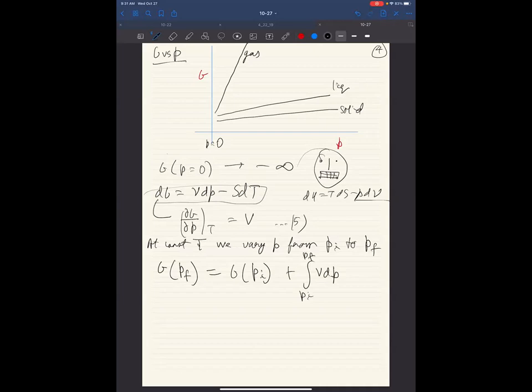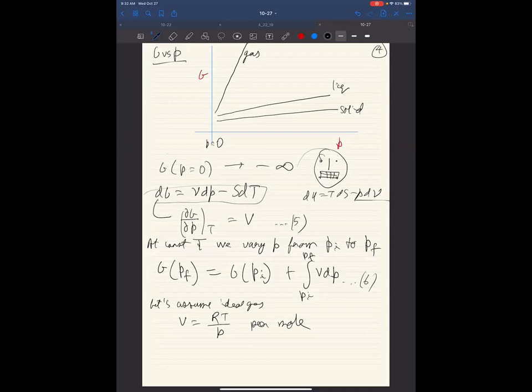On its own, with this equation we can't do much, but at this point, let's assume the simplest equation of state, which is the ideal gas, right? Let's assume ideal gas. If we assume ideal gas, then V is equal to RT by P per mole. Let's not worry about the number of moles. If we had more moles, everything will just be multiplied by the number of moles we had, because G is an extensive quantity.